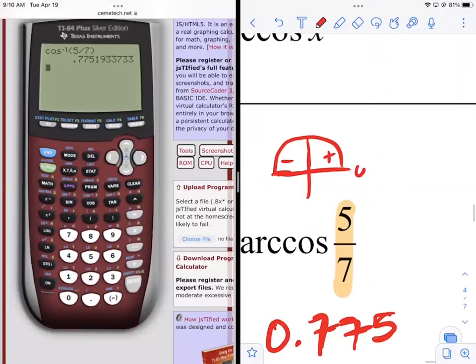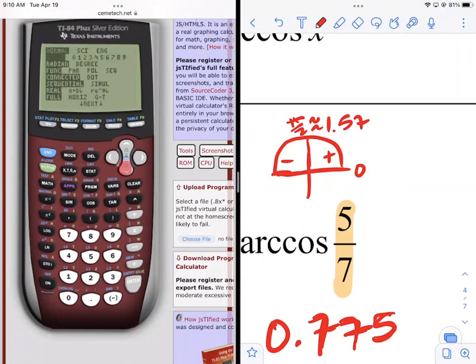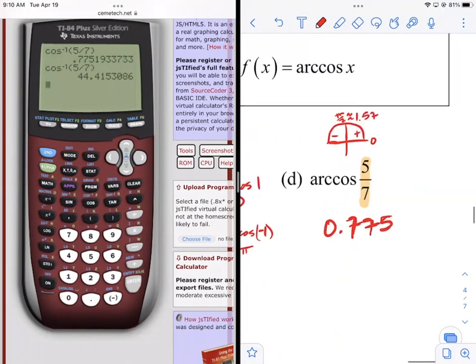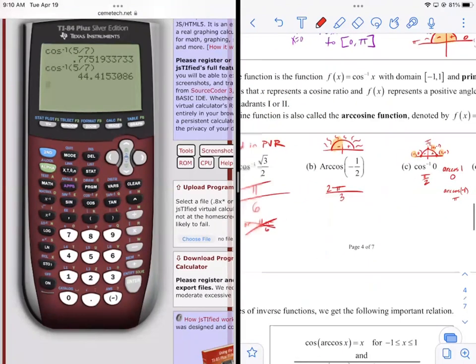Yeah, because in radians, remember, this is 0 and this is pi halves, which y'all remember is about 1.57. So 0.775 is between 0 and 1.57. If you're curious what it is in a unit that you can appreciate more, you can switch to degrees and you get 44.415, which we know is in quadrant 1. Okay, so there you go.